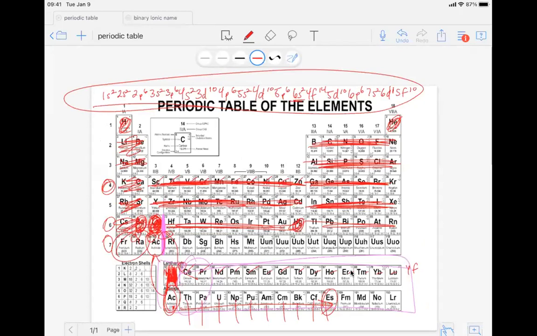So it seems tedious, and you might be thinking, oh dear God, but it's literally going to be the same thing over and over and over again, because you're always starting with hydrogen and you're just filling. You're filling in from the period and the block, period and block, period and block. That's it.